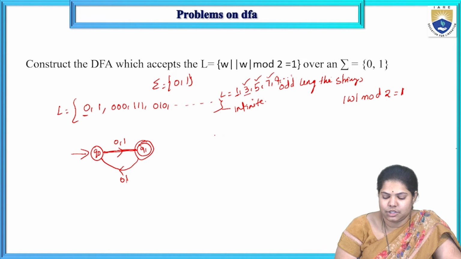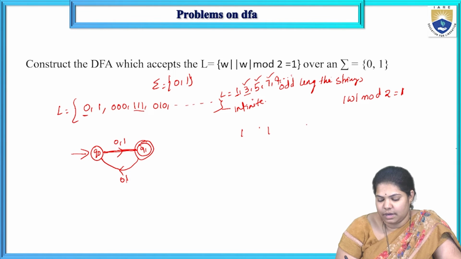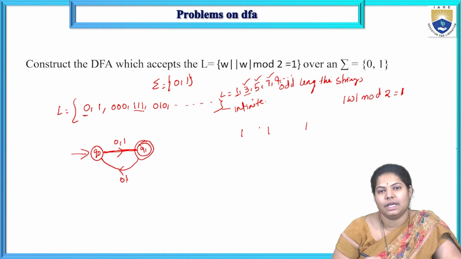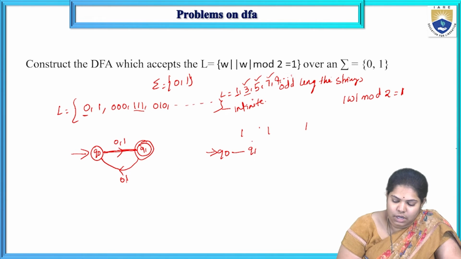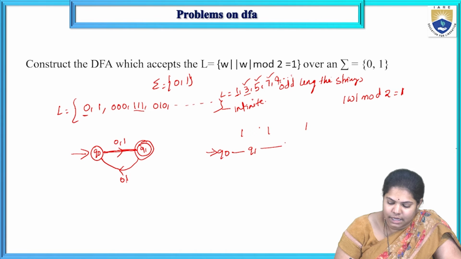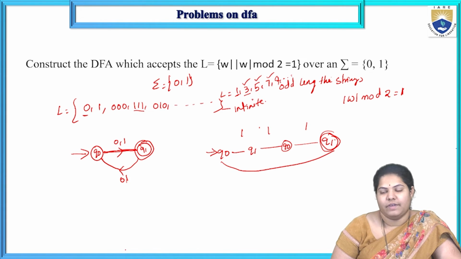Right? So let me check. If I take a string 111, that is 1, 1, 1. This is a string of length 3. That is nothing but odd. That means it has to get accepted by this finite automata. From Q0, on seeing 1, I reach Q1. On Q1, on seeing 1 again, I reach Q0. On Q0, on seeing 1 again, I reach Q1. Here Q1 is a final state. I reach the final state from the initial state.